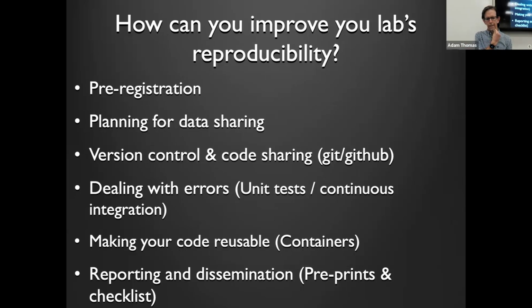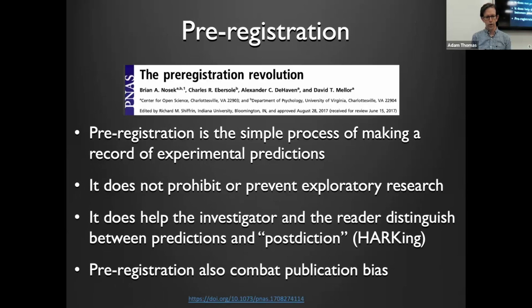So here's a list of a couple things that I want to talk about: pre-registration, planning for data sharing at the beginning of an experiment, version control and code sharing, and that basically comes down to Git and GitHub, dealing with errors in your code, which includes unit tests and continuous integration, which we'll talk about a little bit. Making your code reusable. I took out the bit on containers to save some time. And reporting and dissemination, which is preprints and checklists.